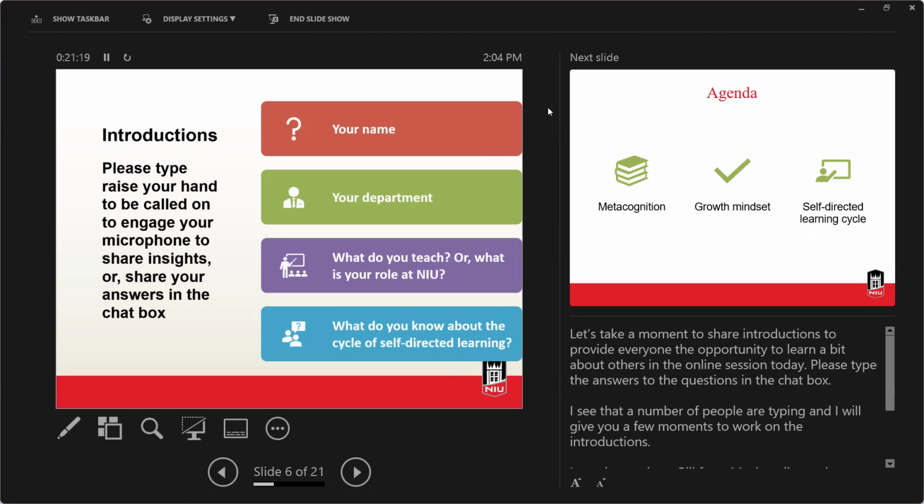And what do I know about the cycle of self-directed learning? I'm not really sure. I think that's why I'm here. I have a group in my mental health clinical where I'd like them to be more self-directed. So hopefully I can learn more about that today. Okay, terrific. Yes, we will talk about that cycle and some techniques that you can use. Great, thank you, Elise, and welcome.